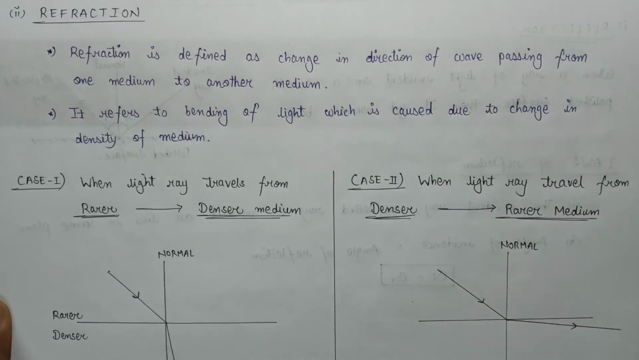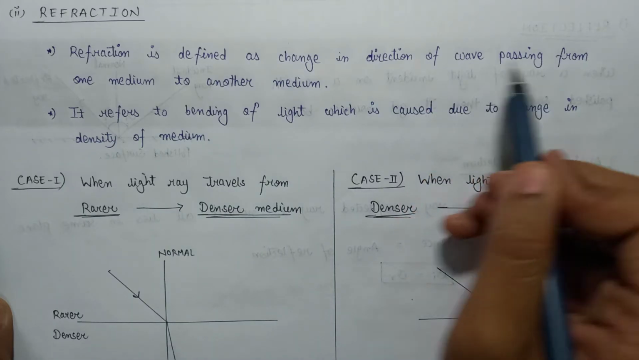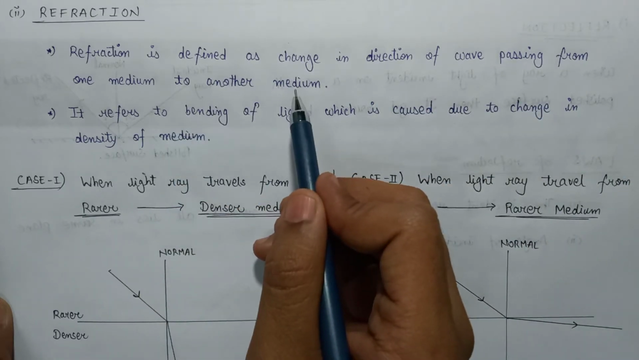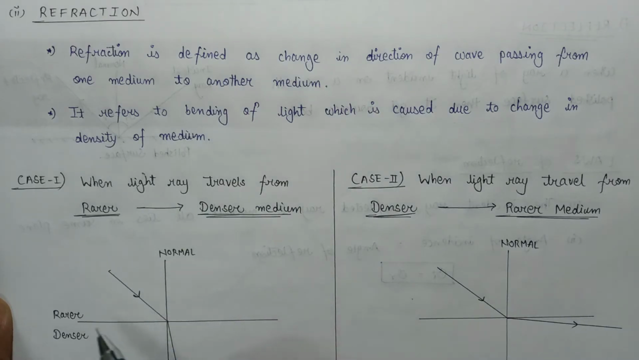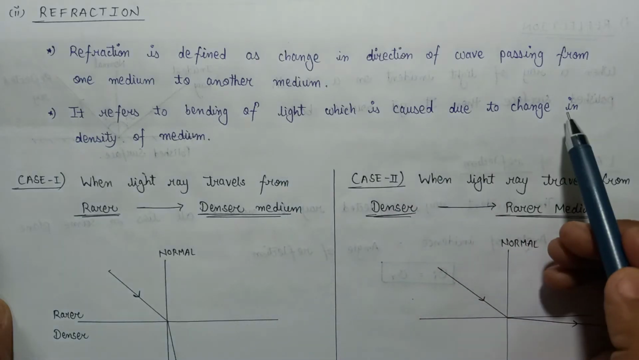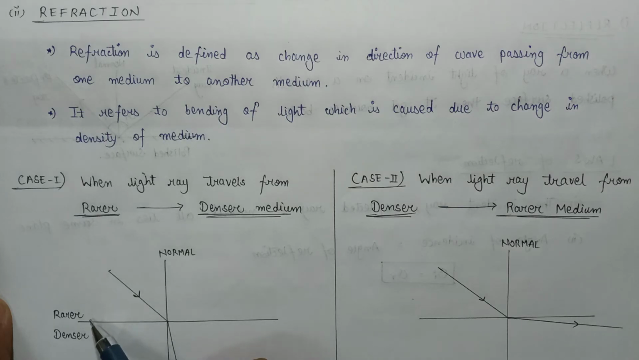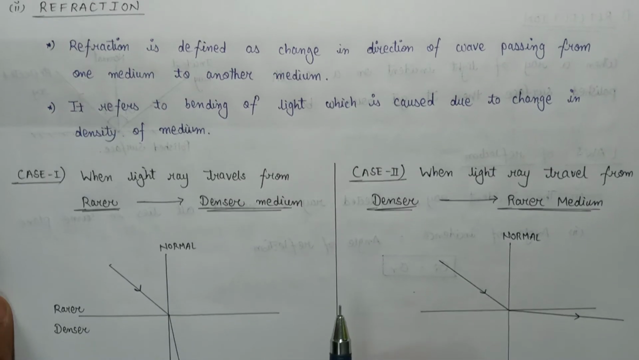Now let us have a look at the second phenomenon, that is refraction. Refraction is defined as a change in the direction of a wave which is passing from one medium to another medium. So here is a wave that is passing from the rarer medium to the denser medium. There is a bending of light, which is caused due to the change in the density of the medium. Since it is a rarer medium, it has less density as compared to the denser medium. That's why there is a bending of light.